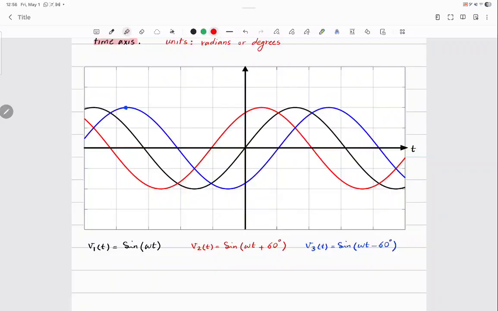And I want you to see something else. So when your phase is positive, what's going to happen to the original signal? It shifts left. Positive phase, left shift.